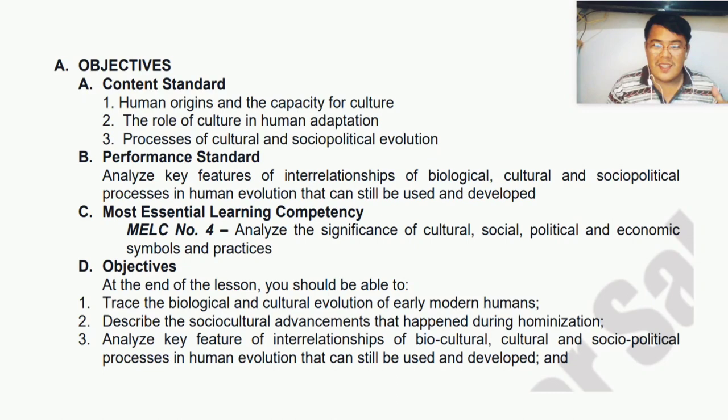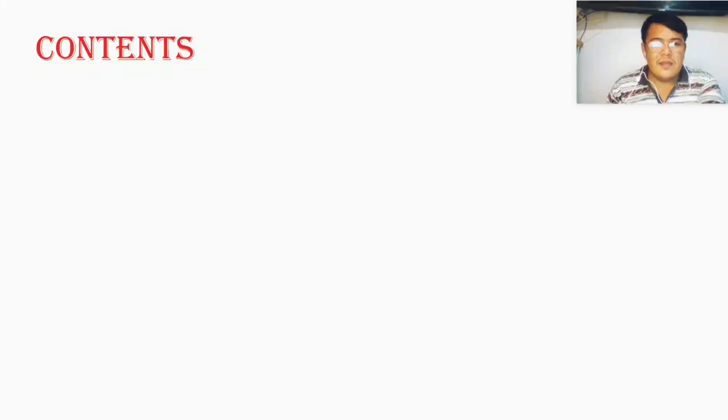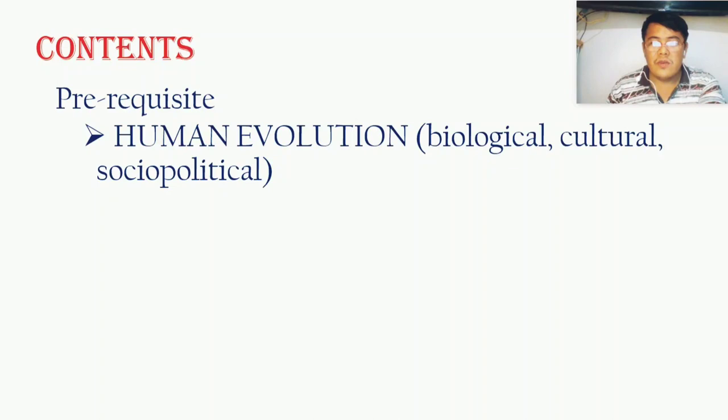Sayang naman yung content ng nagawa, marami naman matututunan at pwede naman siyang i-relate. So, what I did is I made two contents. So, this is the Most Essential Learning Competency or the MELC. This is number 4. Analyze the significance of cultural, social, political, and economic symbols and practices. Ito ang content, yung prerequisite, more of evolution. Human evolution in terms of biological, cultural, and socio-political.